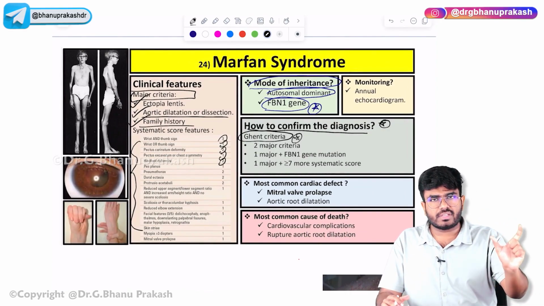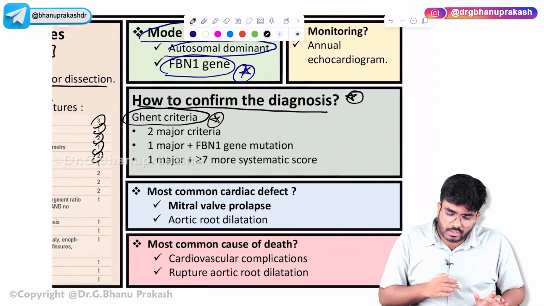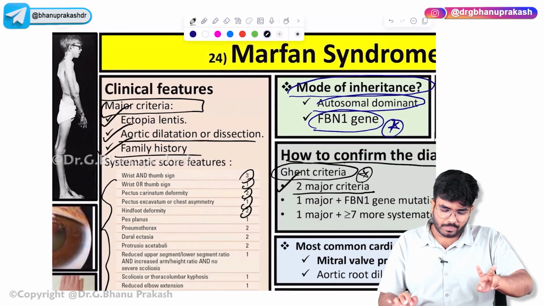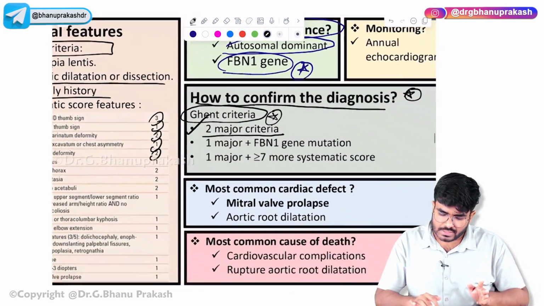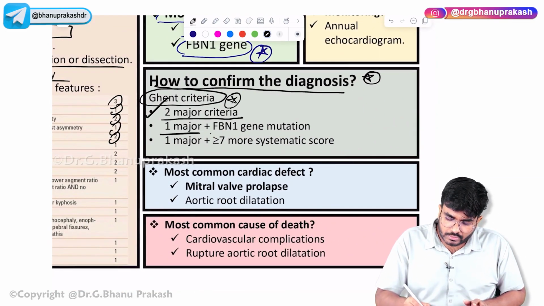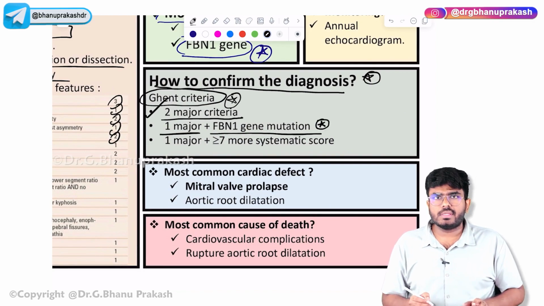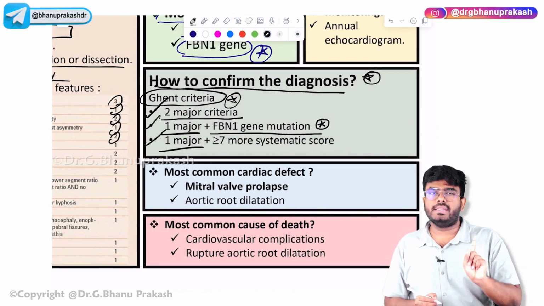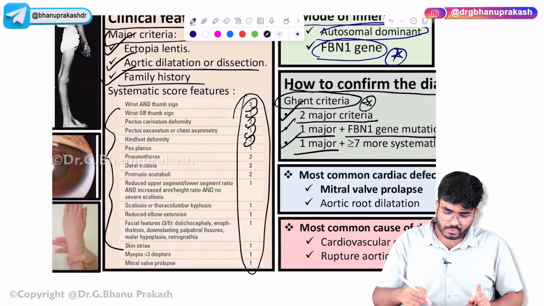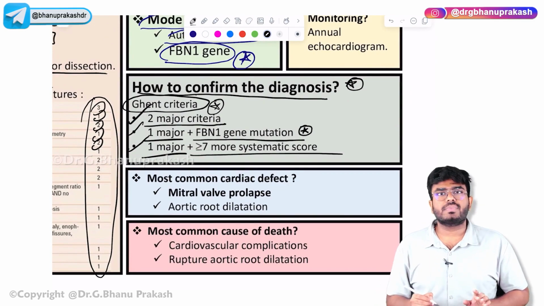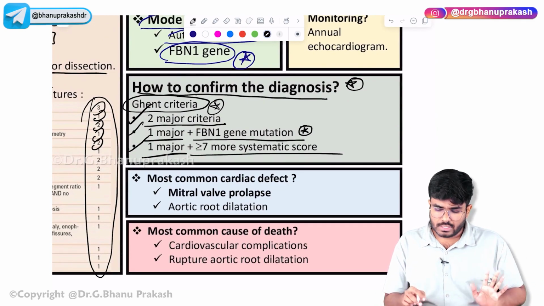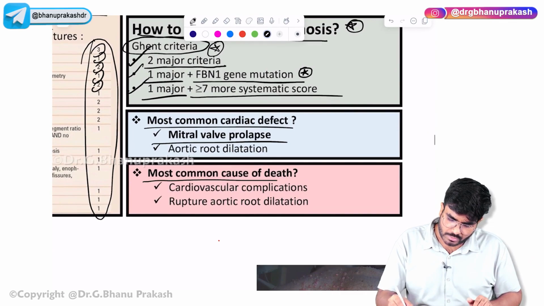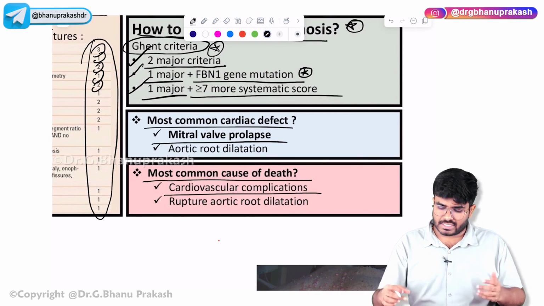Simple. What is the diagnostic criteria for Marfan's? Ghent criteria. So how to make the diagnosis? How many criteria are required? If the patient is having two major criteria out of these three, yes, that's it, he is having Marfan's. Or one major criterion is there, and you know this patient is having a fibrillin 1 gene mutation, yes, he is having Marfan syndrome. Or one major criterion is there, and he is having a score greater than 7, yes, then he is having Marfan syndrome. That's it. See here, what is the most common cardiac defect? Mitral valve prolapse. What is going to kill the patient? Aortic dissection. What is the most common cause of death? It's a cardiovascular complication. That is, aortic dissection is going to kill this patient.